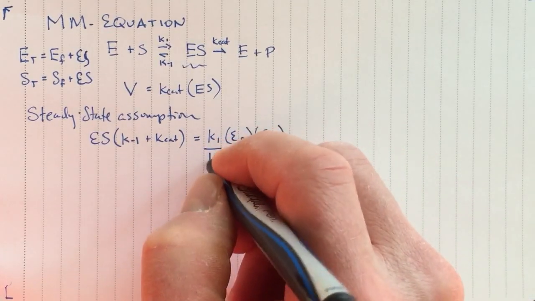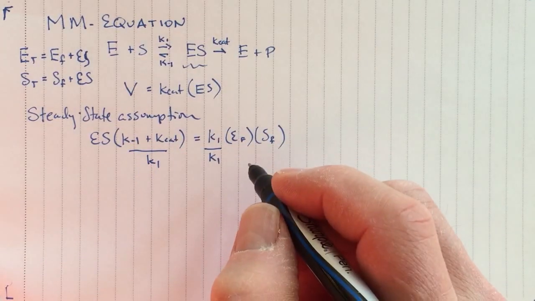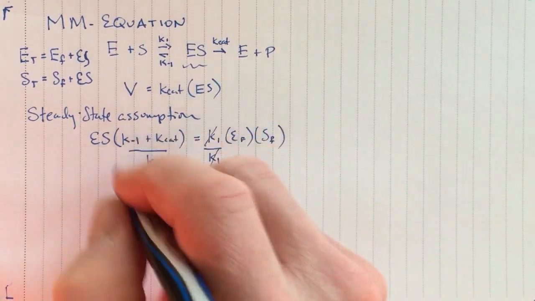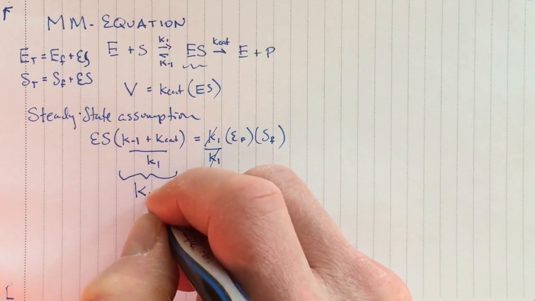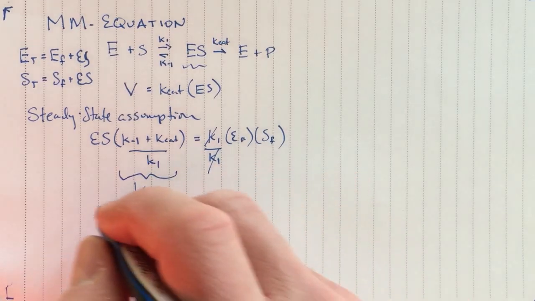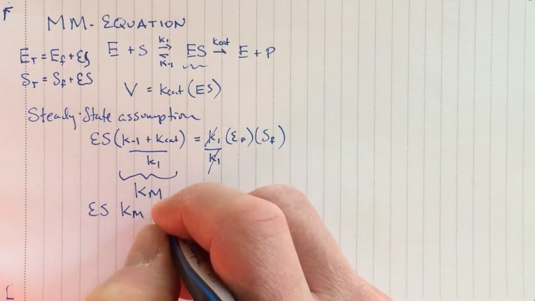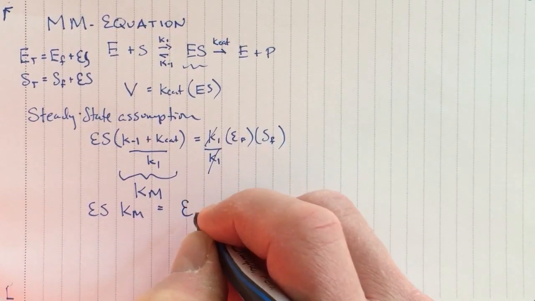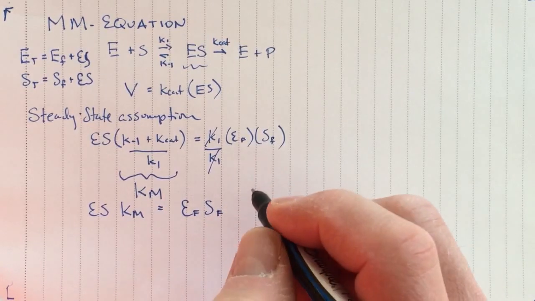At this point, we're going to divide both sides of the equation by K1, the association rate constant. That's just to get all of the kinetic constants on the left-hand side. This combination has a special name. It's called the Michaelis-Menten constant, which means we can rewrite this as ES times Km is equal to E in the free form times S in the free form.